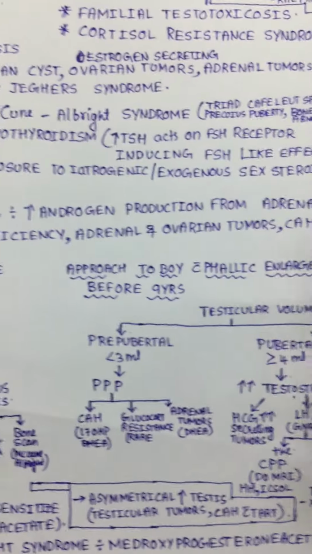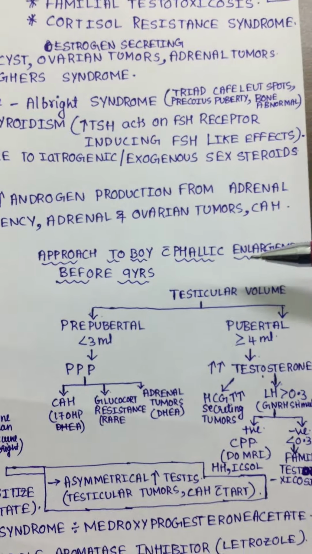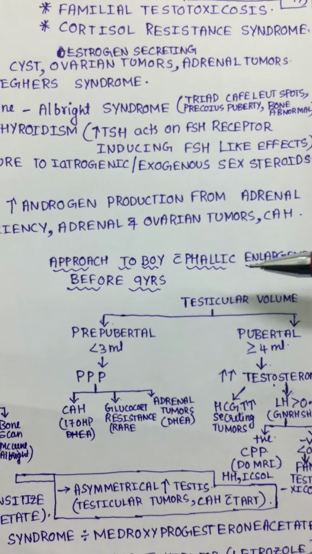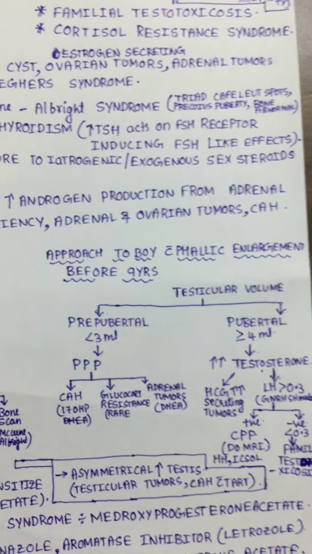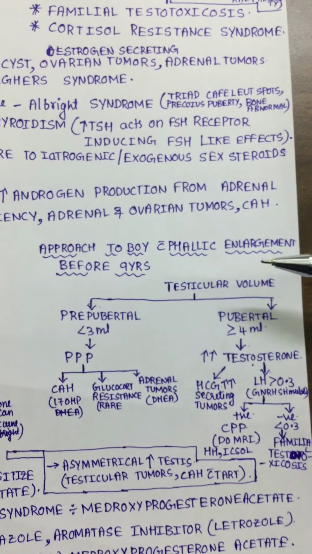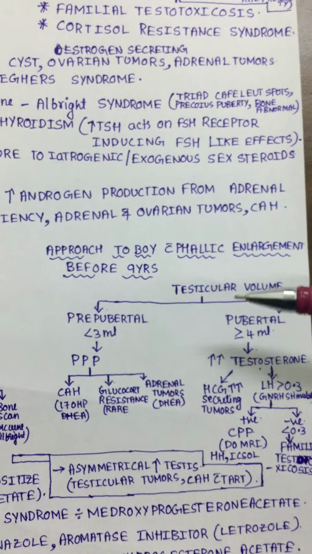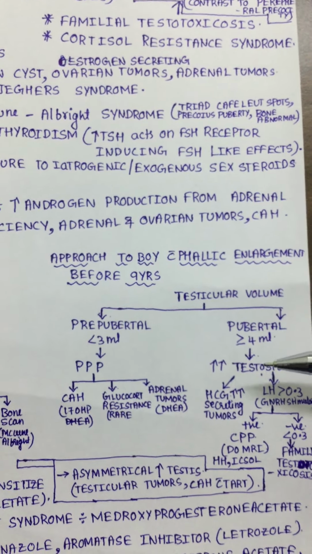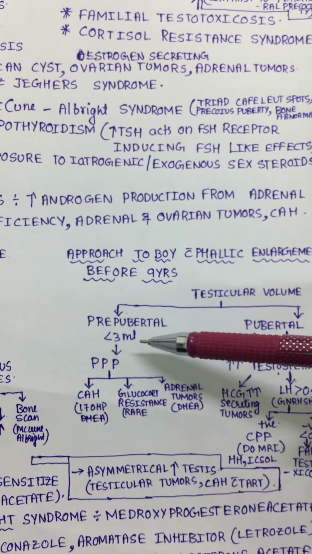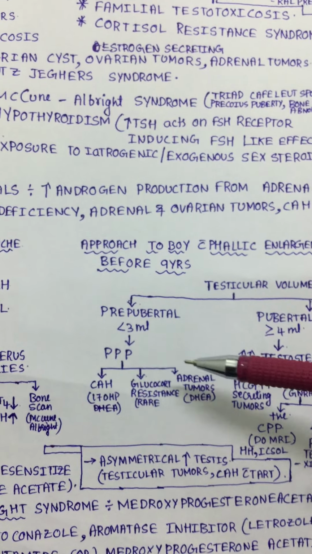Okay. Next, approach to the boy with phallic, meaning penile enlargement before 9 years. If a boy comes with penile enlargement and pubic hair, then we should first check clinically the testicular volume. I already discussed that if testicular volume is more, then it is central precocious puberty. If testicular volume is less, if it is prepubertal, less than 3 ml, it is peripheral precocious puberty.